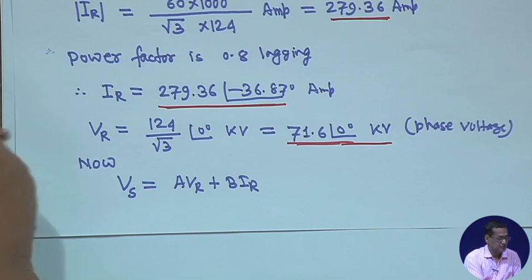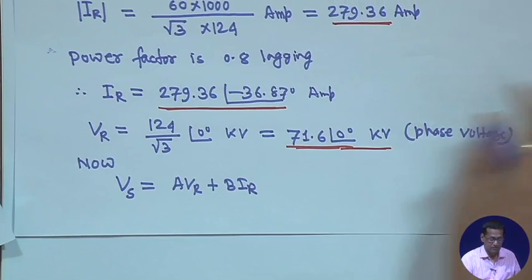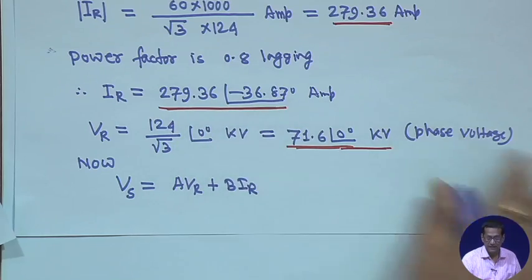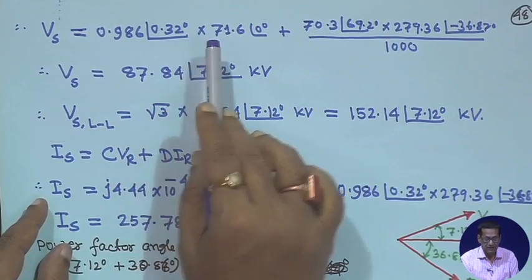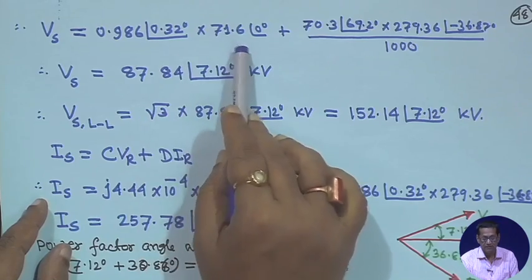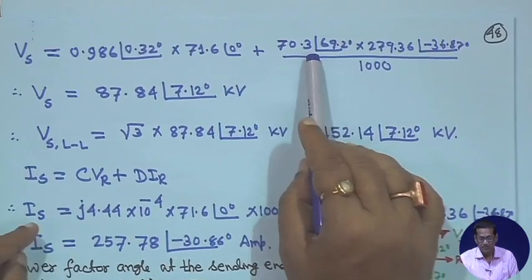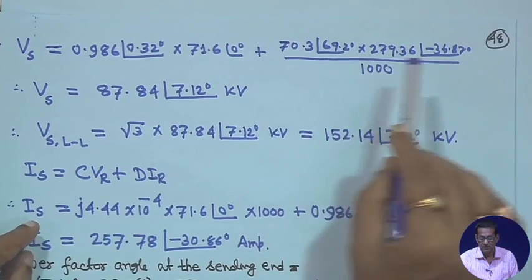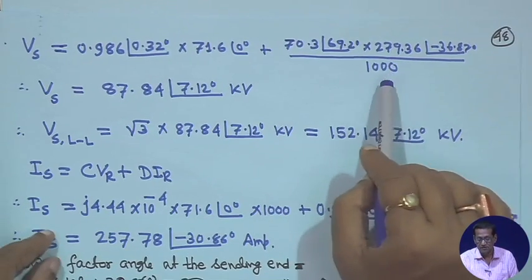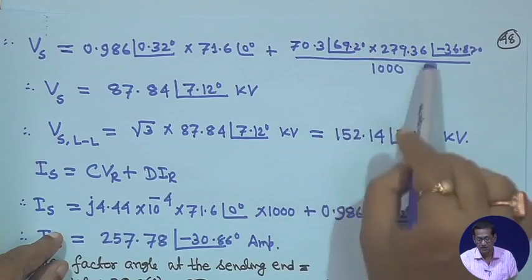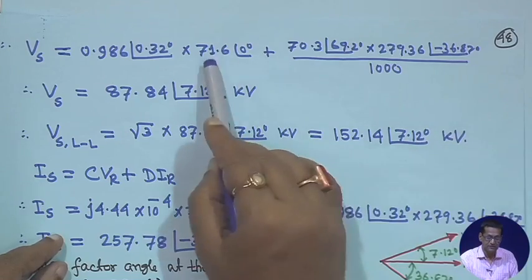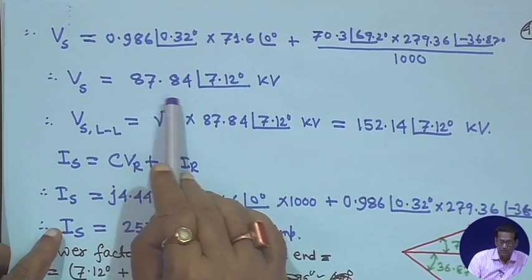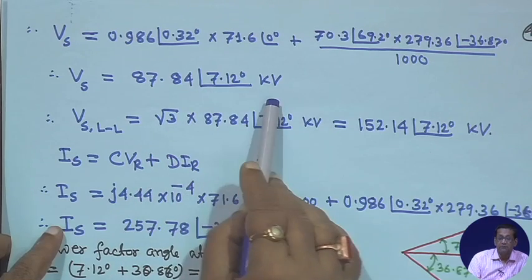So, this current is actually 279.36 angle minus 36.87 degree. That means this Vs is equal to 0.986 angle 0.32 degree into 70, that is AVR 71.6 angle 0, and this is your B value 70.3 angle 69.2, and this current is 279.36 ampere. So, divided by 1000 such that this whole quantity, the voltage drop, will be in kilovolt, right, angle minus 36.87 degree, because this is kilovolt. So, you will get Vs is equal to 87.84 angle 7.1 degree kilovolt.